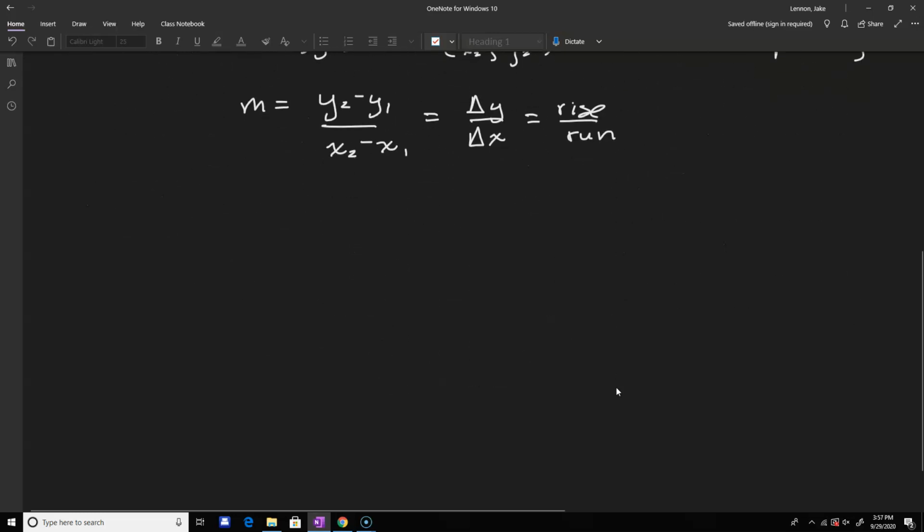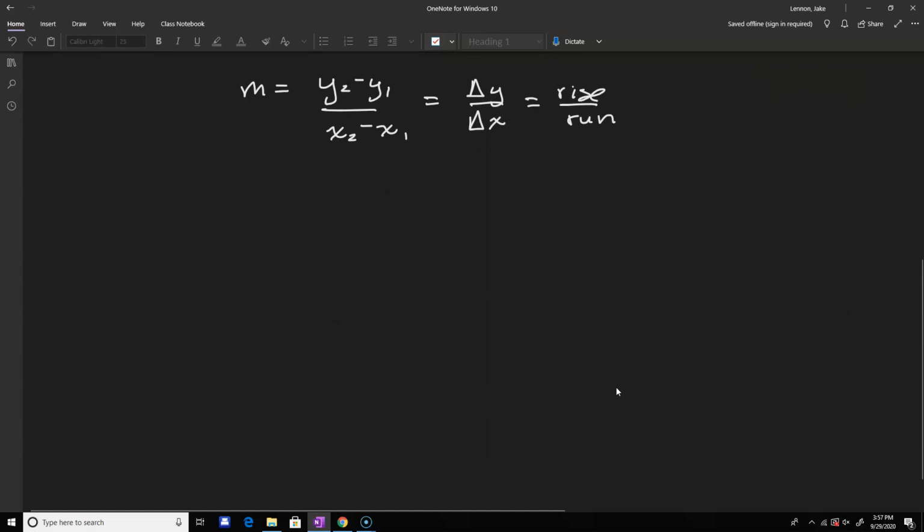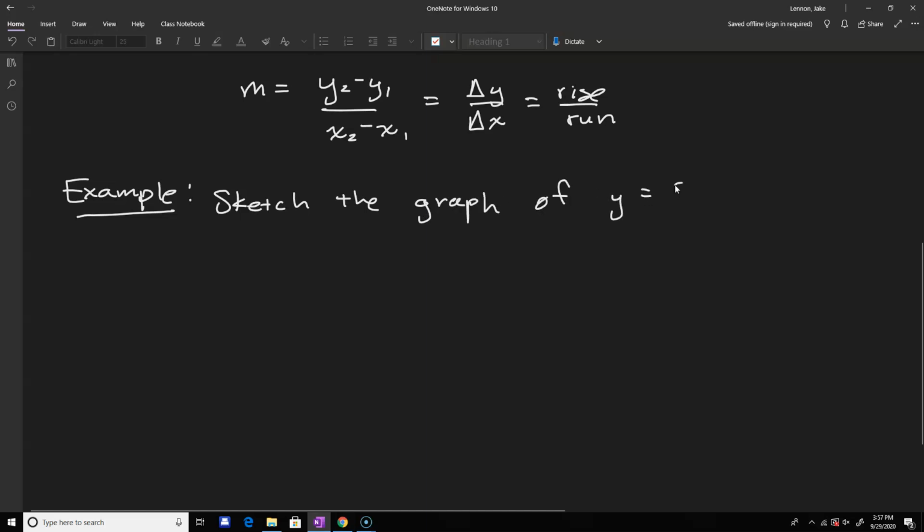So one of the first things we can do is, if we see an equation in slope-intercept form, or we recognize it as a linear equation and rewrite it in slope-intercept form, we should be able to graph it very quickly. So let's make sure that we can do that. Let's say: sketch the graph of y equals 3/5 times x minus 2.